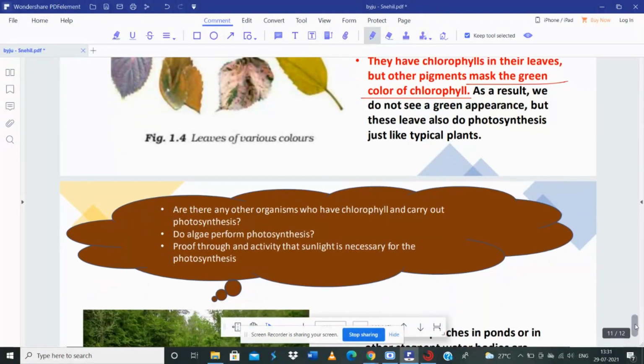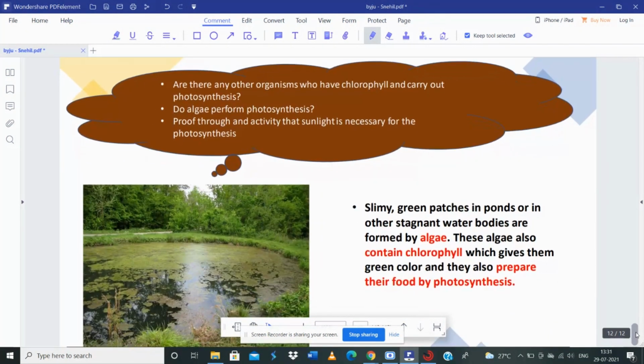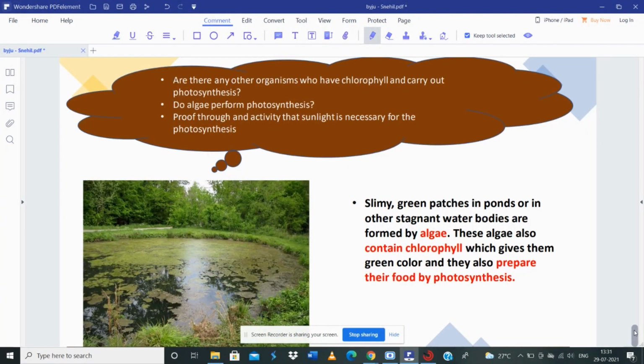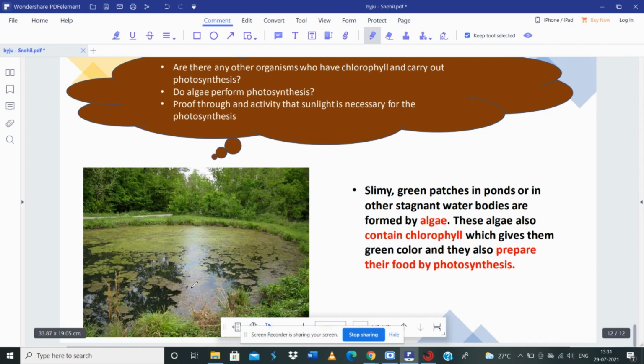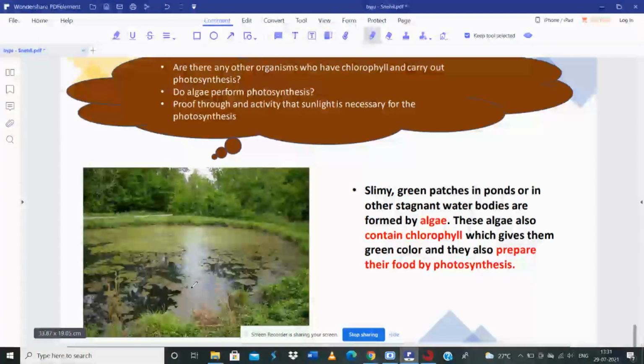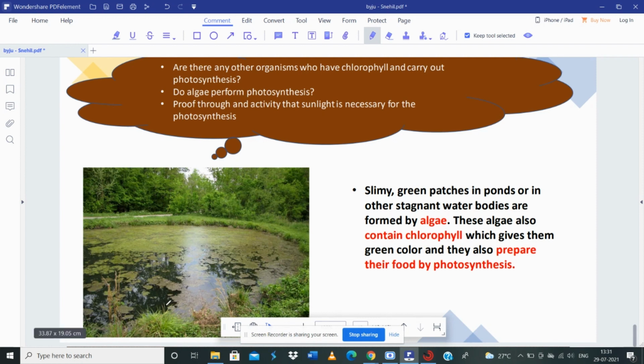Okay, now my next question is: are there any other organisms which have chlorophyll and carry out photosynthesis? And the hint is given here. Are there any organisms which perform photosynthesis other than plants? You can see this picture. This is a pond. In the stagnant water, you can trace these green patches. Can you tell me what these green patches are?